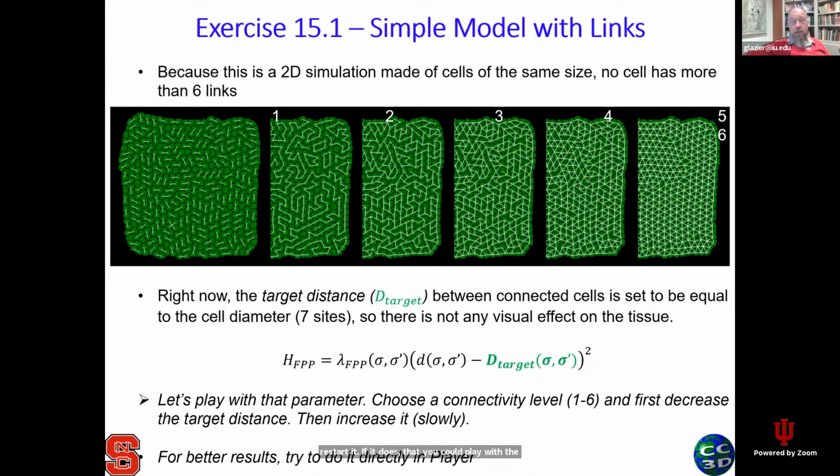Try making the target length short. You'll be pulling on the cells, applying tension, and then also try making it longer. Try making it 7, 8, 9, 10. What happens? If somebody has that working and wants to show it, that would be great, because this is one of these things where it's much more convincing to see it in action than it is to talk about it.